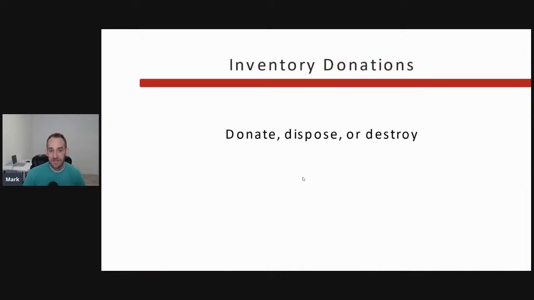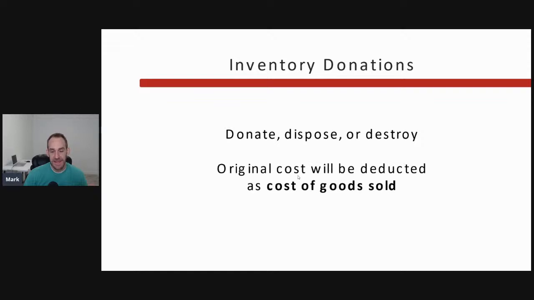If you're donating your inventory, you don't get an additional deduction for donating it, but you can deduct the original cost. So regardless of whether you donate it, dispose of it, or destroy it, it's going to be deducted as cost of goods sold. So it's as if you sold it for $0. If you buy an item of inventory for $100, and it turns out it's broken and you get rid of it, it's like you're selling it for $0. Sales of 0, cost of goods sold of 100.